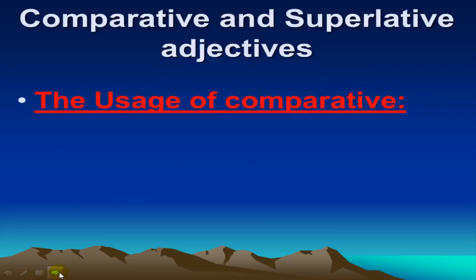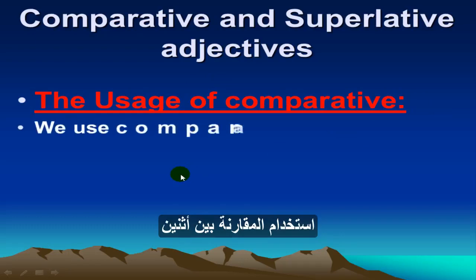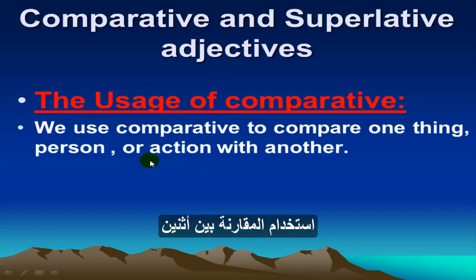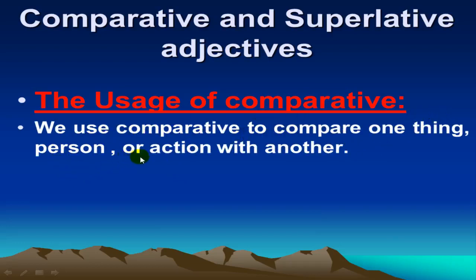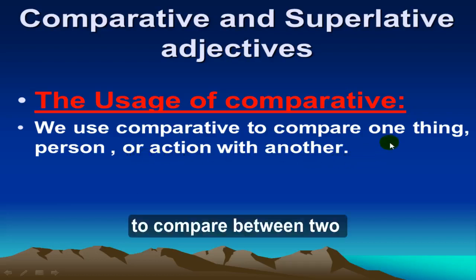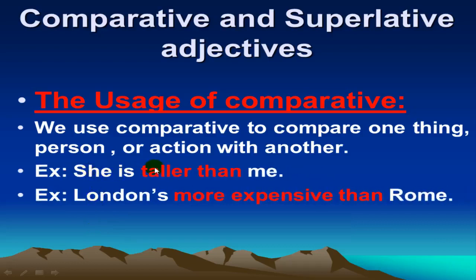Comparative and superlative adjectives. When do you use comparison? The usage of comparative: we use comparative to compare one thing or one person, one action with another. So we use comparison to compare between two, one and one. Example: she's taller than me. London is more expensive than Rome. So here, taller than, I make a comparison, I compare London and Rome.